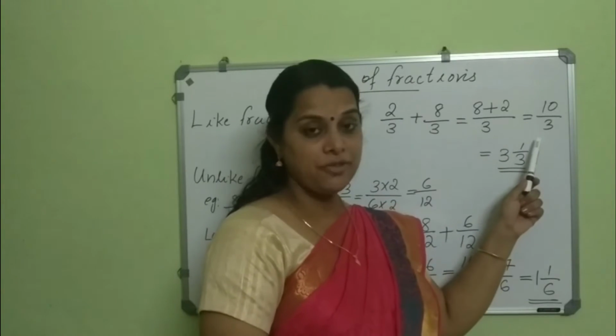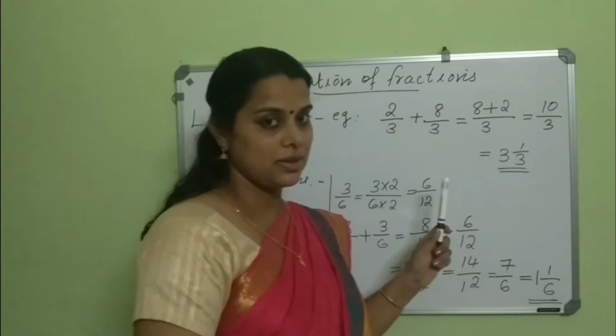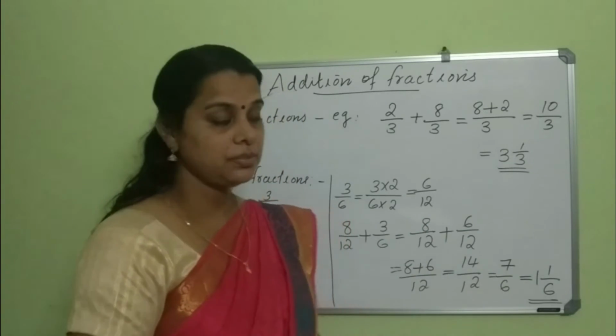This is an improper fraction. So we need to change this improper fraction into mixed. So we will get 3, 1 by 3.